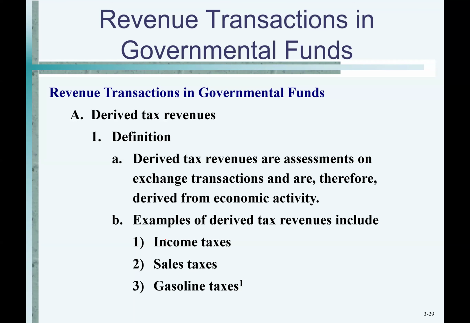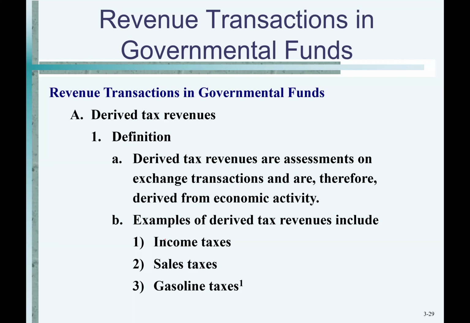Now, when we say derived, the revenue is derived from some underlying transaction. For example, sales tax is a derived non-exchange because the underlying is the sale. There's a sale, we tax the sale, and that generates the revenue for the government. But the thing that caused that revenue for the government was what? Was the sale that the sales taxes were generated off of. Income taxes. There was income, there's the tax.